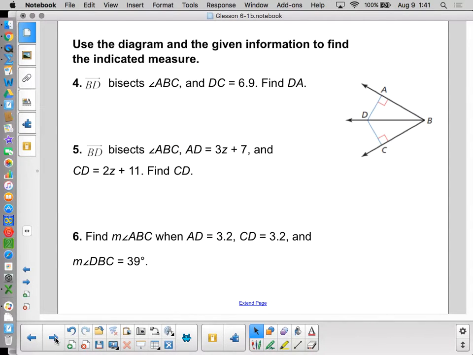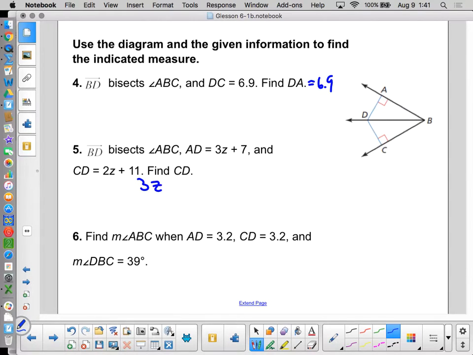Again, pretty straightforward. BD bisects angle ABC. DC is 6.9. How long is DA going to be? Pretty obviously going to be congruent at 6.9. BD bisects angle ABC. AD is 3z plus 7. CD is 2z plus 11. Remember this from yesterday. It's almost the same. Again, we set it up. 3z plus 7 equals 2z plus 11. We do our algebra.